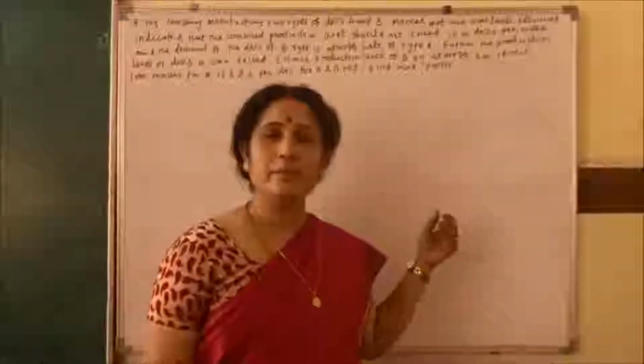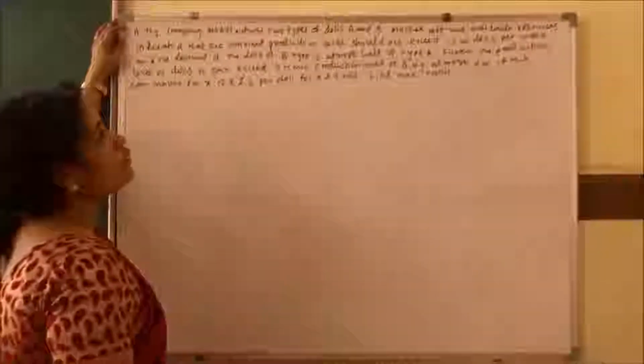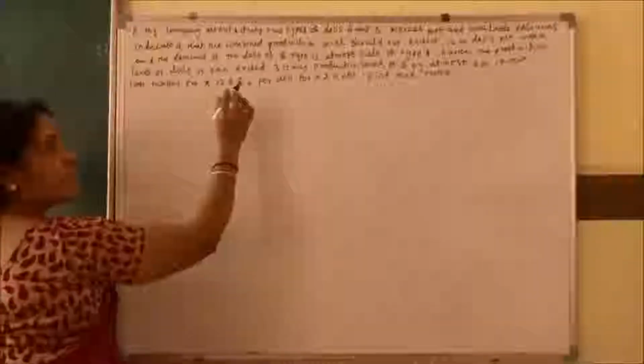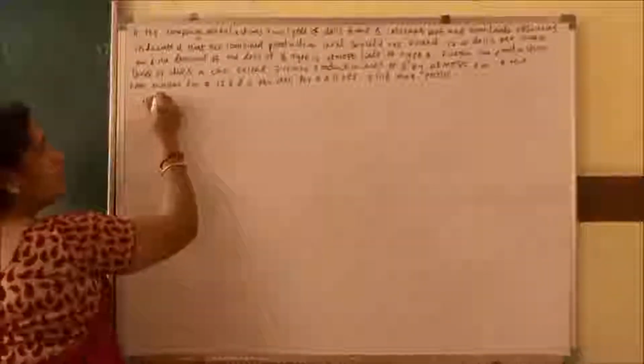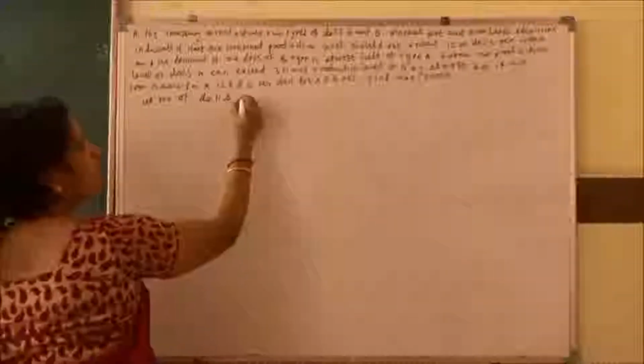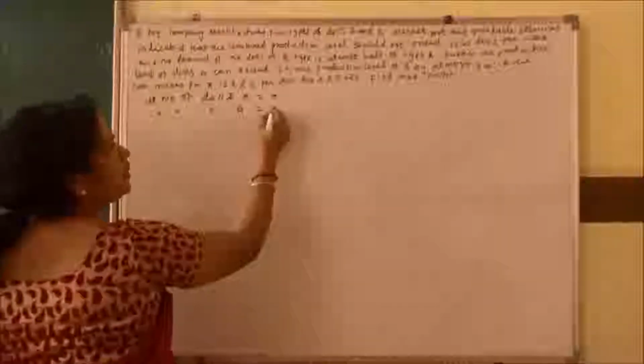Now let me take another question. A toy company manufactures two types of dolls, A and B. So very immediately you can decide about x and y. Let the number of dolls A equal x, and the number of dolls B equal y.